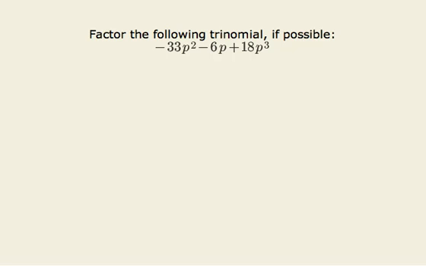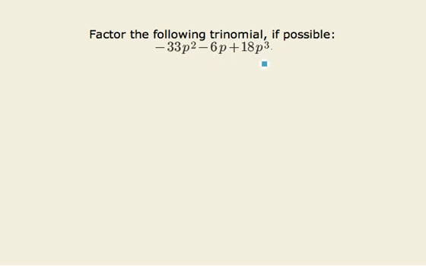Factor the following trinomial, negative 33p squared minus 6p plus 18p cubed. At least factor it if possible. So I look at this polynomial, and the first thing that pops out at me is that it's not written in descending powers of p. I usually like to look at my polynomials in descending powers, right? So I'd like to have this term appear first instead of last, followed by that term, followed by that term.